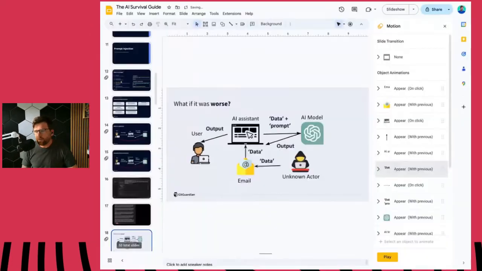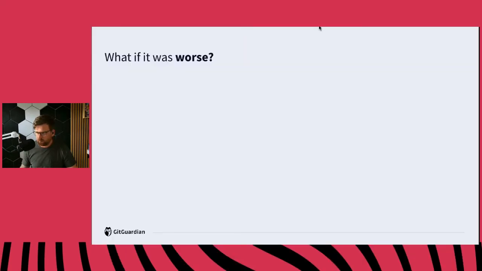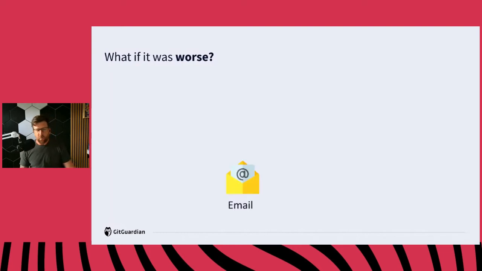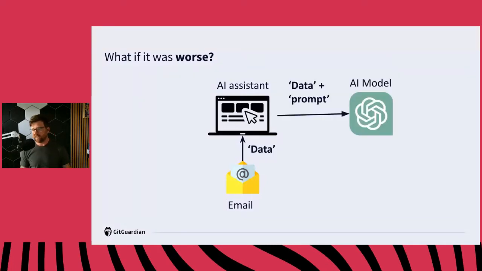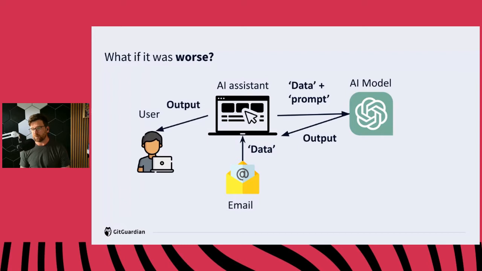So what if it was worse? What if we're dealing with emails, right? There are lots of AI tools that do things like summarize our emails. There are thousands of them, actually. So what happens? An email comes through, it goes to an AI assistant. That AI assistant sends that data plus a prompt to an AI model to be able to understand it. It will then create an output, and it will send that output to me, the user, right?